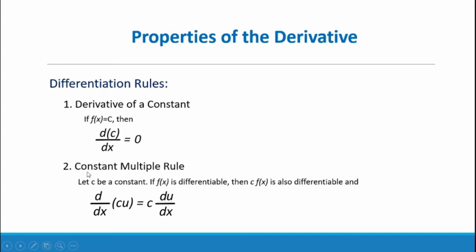Number 2. Constant multiple rule. Let c be a constant. If f of x is differentiable, then c multiplied by the function of x is also differentiable, and the derivative of cu is equal to extract c, the constant, multiplied by the derivative of u, and that's the constant multiple rule.